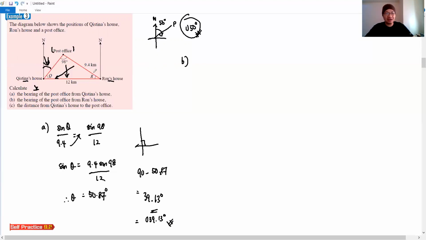Okay, guys. So Ron house. You need to find the R here. This is the triangle: post office, Ron house, and Christina house. This angle is 98 already. This one we already obtained. How much was Q earlier? 50.87. Now, how much is the R here?